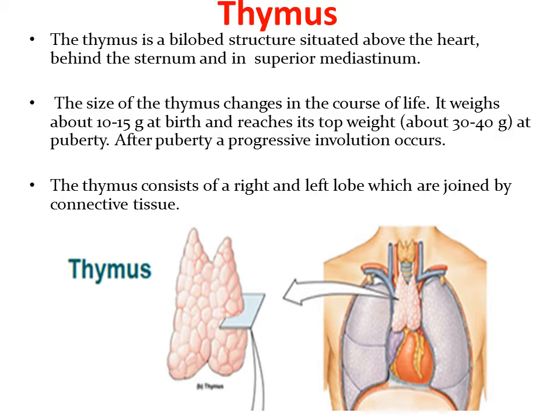and almost atrophy occurs in the adult. The thymus consists of right and left lobes, which are joined by connective tissue. You can see here that this is one lobe and this is the other lobe of the thymus, and they are joined by connective tissue. And you can see here that the thymus is situated in the superior mediastinum. This is the thymus, this is the pericardium of the heart, and these are the right and left lungs.